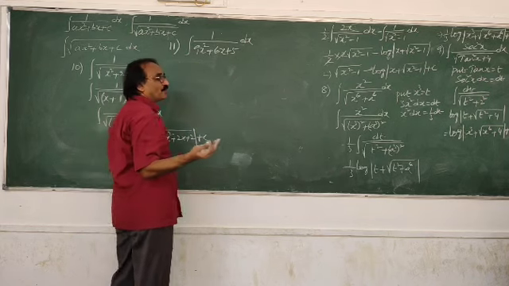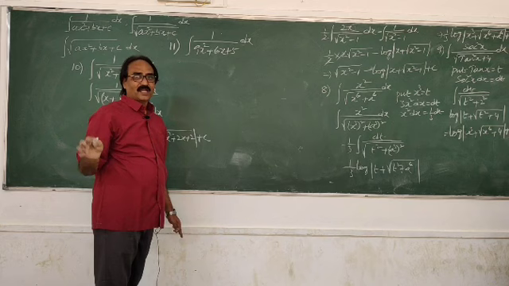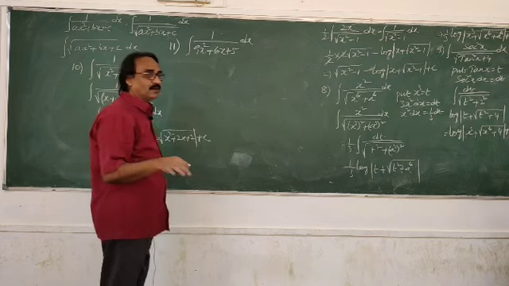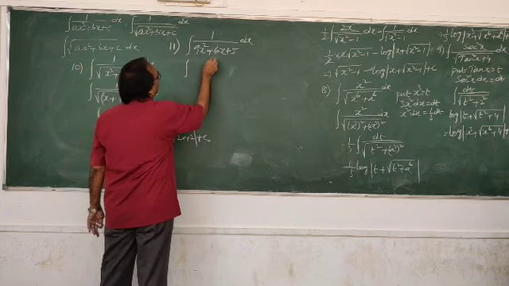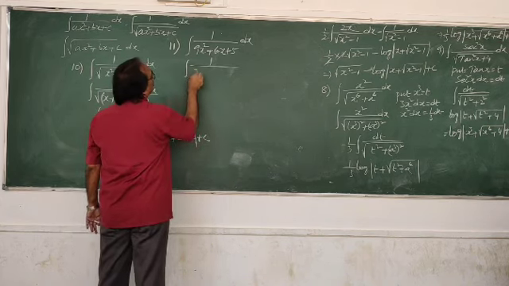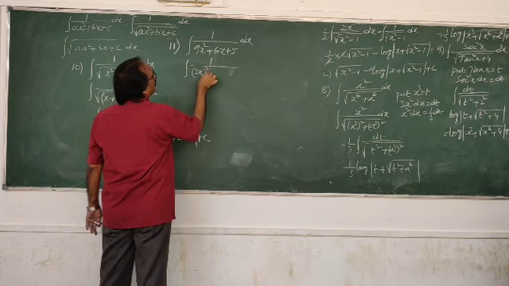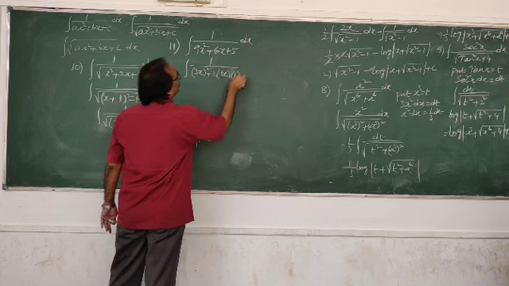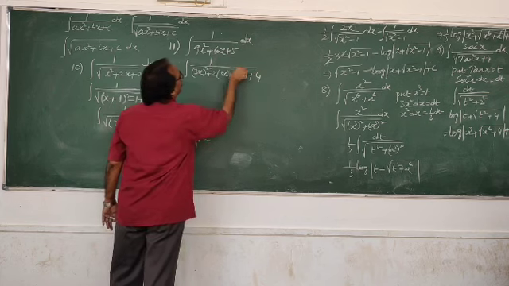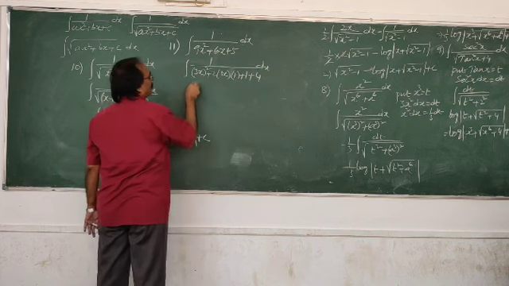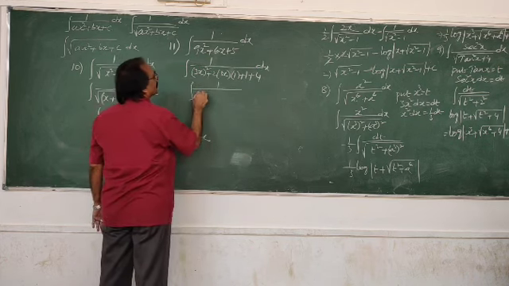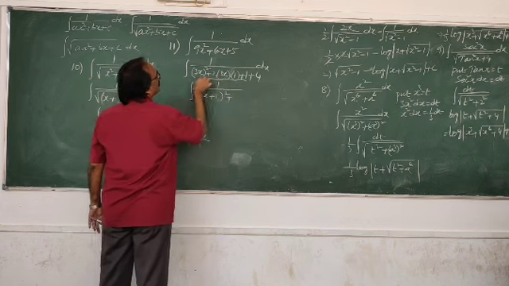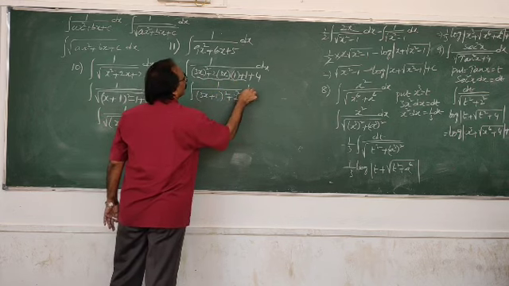Now I can write, sir, I know very well, 3x whole square, no problem, I can manage. Otherwise divide by 9. So I will tell you both methods. First, if you want to write like this, 3x whole square means a square, plus 2ab, 2 into 3x means 6x, plus b square means 1. 5 can be written as 1 plus 4, dx. So integral 1 by 3x plus 1 whole square plus 4, up to this a plus b whole square. Plus 4 can be written as 2 square, dx.